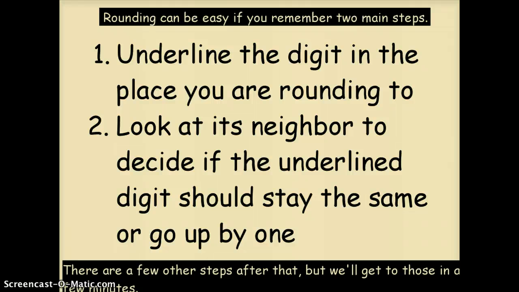Here's how to get started with rounding. The first step is to underline the digit in the place you are rounding to. The second step is to look at its neighbor to decide if the underlined digit should stay the same or go up by one. We're going to look at an example next that's going to help make these instructions seem more clear.